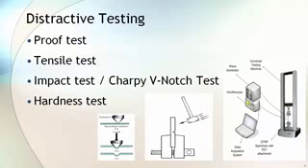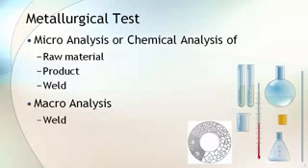Other destructive tests are the tensile test, impact or Charpy V-notch test, and hardness test. Metallurgical tests are performed on the fitting body and weld to confirm the standard requirement. Microanalysis or chemical analysis of raw material, product and weld is carried out to confirm the standard requirements. Macroanalysis of weld is carried out to ensure proper fusion of weld material with parent material.